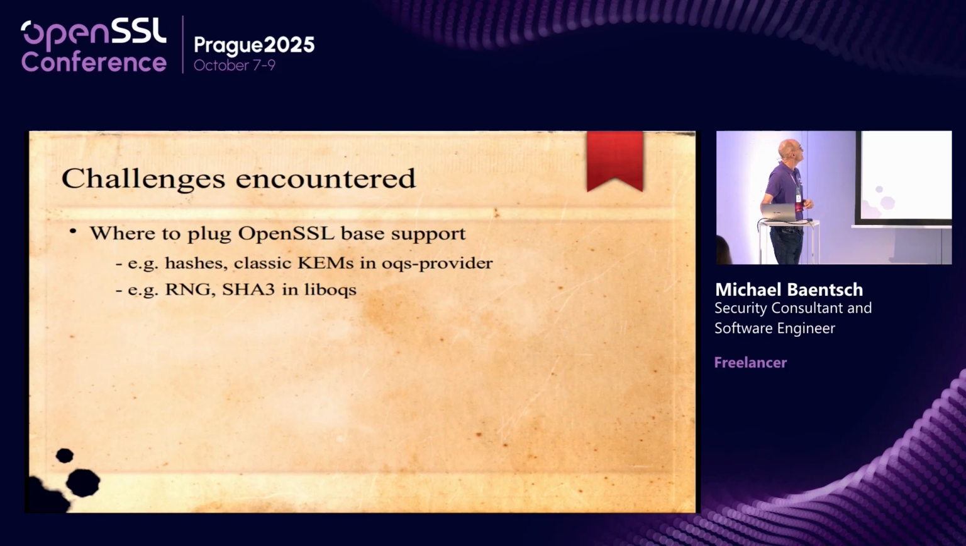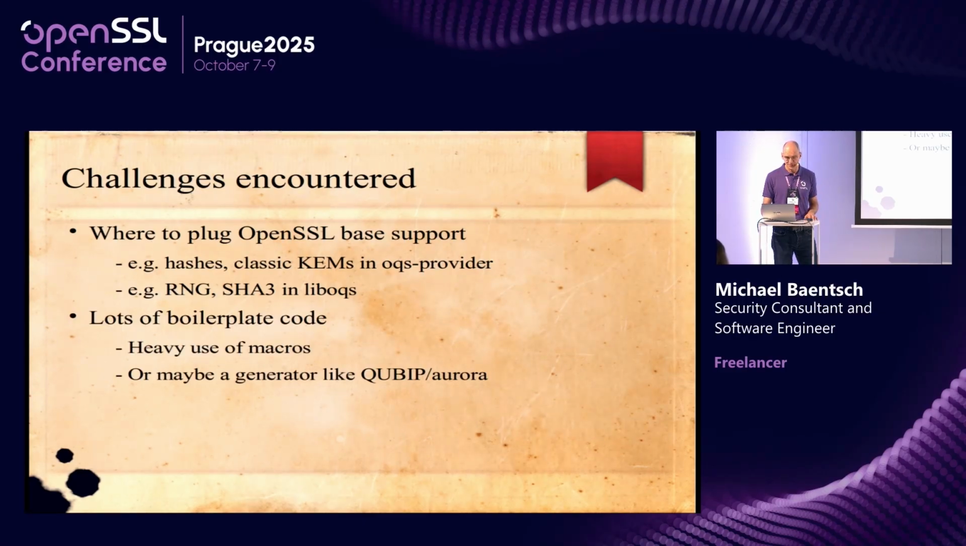So, what are some of the challenges? Technically, where do we plug in OpenSSL-based support? We need, in oqsprovider, hashes, classic KEM crypto. We need random number generators. We need SHA-3 optimized code. And we use them in all kinds of different areas. We use it in liboqs, we use it in oqsprovider. Where to place it best for, say, extensibility?